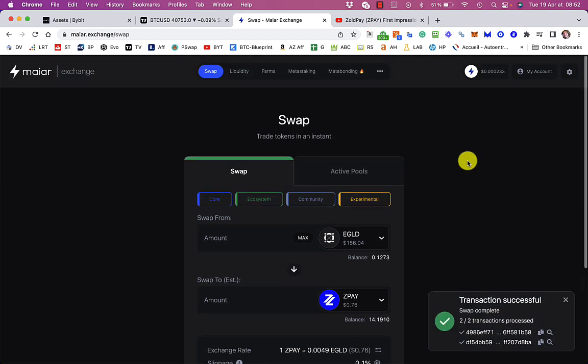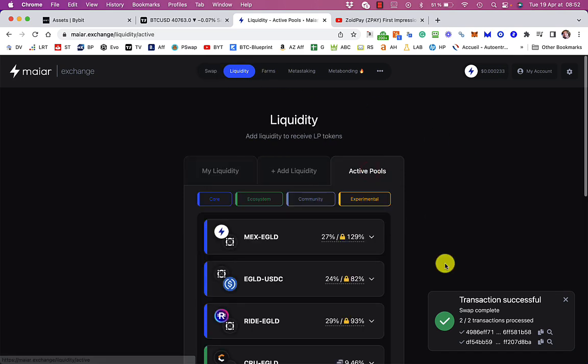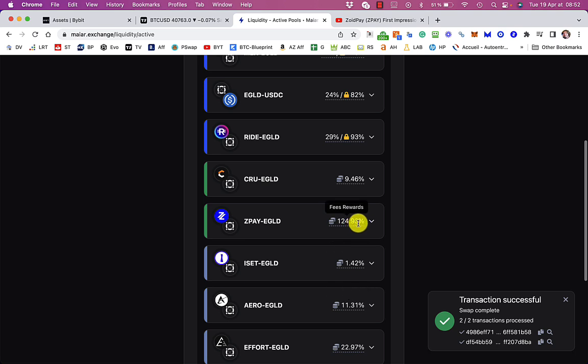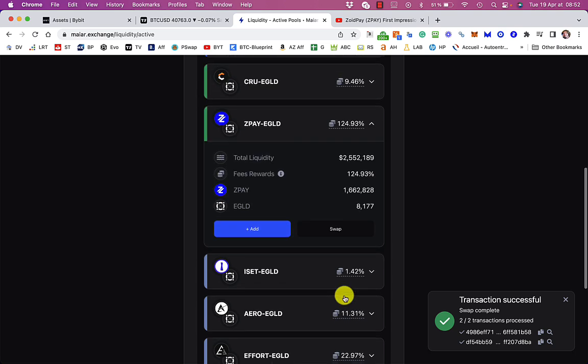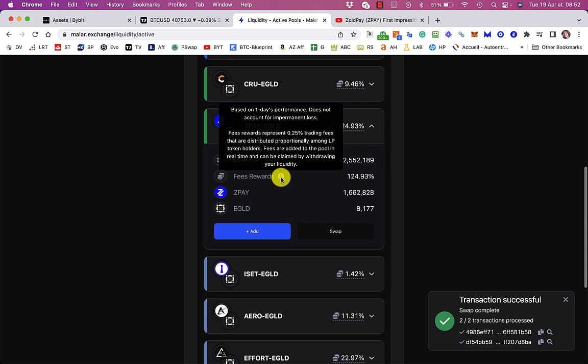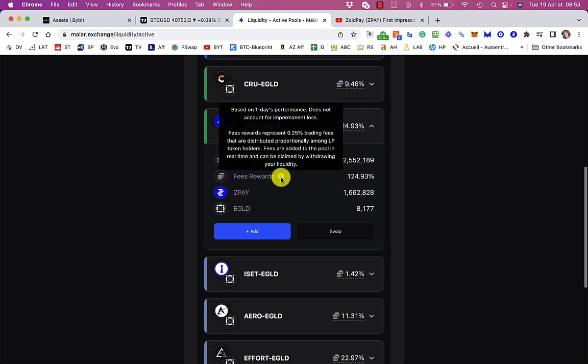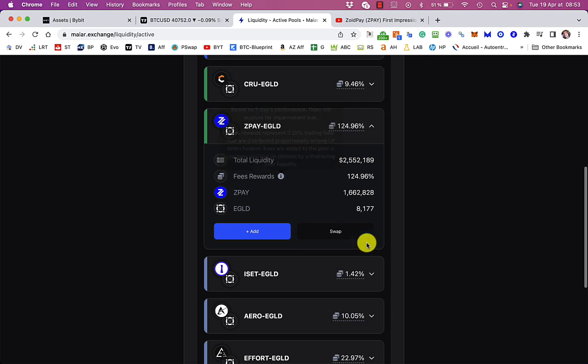Now, if I go to liquidity, I can just go to active pools. So this is the one I want. Ooh, 124%. Cool. This is what you get. First of all, it says it's based on 1 day's performance and does not account for impermanent loss. The fees rewarded represent 0.25% trading fees that are distributed proportionally among LP token holders. Fees are added to the pool in real time and can be claimed by withdrawing your liquidity. So if you're just making LP tokens, you don't actually see what you've earned, which is a bit annoying, but that's just how it is. But I think it's probably a reasonable thing to do.